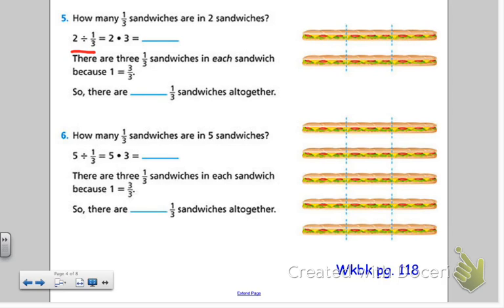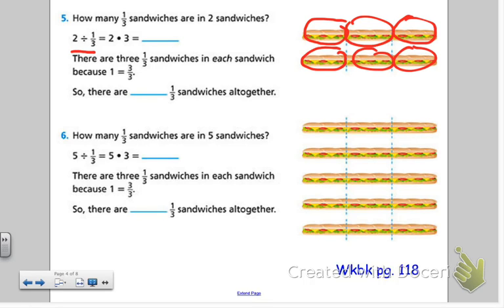Here's our 2 sections. Here's a third, here's a third, here's a third. Here's another third, here's another third, here's another third. Did you notice that there's 3 thirds in each of the sandwiches? So since we have 2 sandwiches and there's 3 thirds in each, it basically becomes 2 times 3, which is 6.